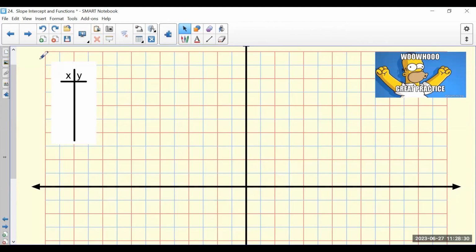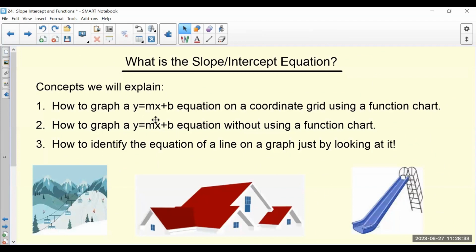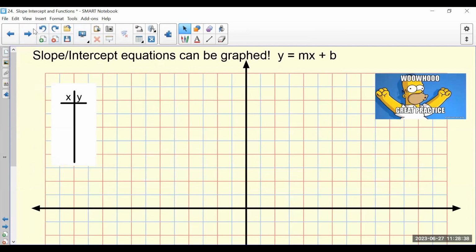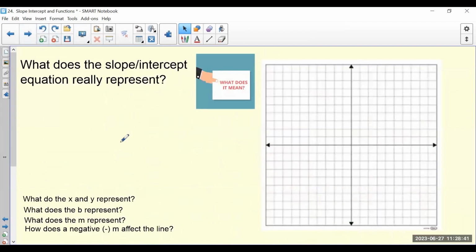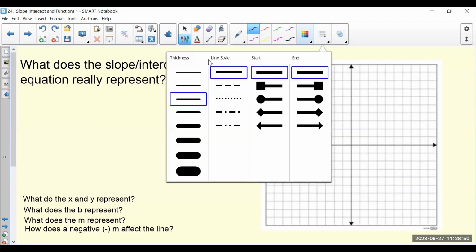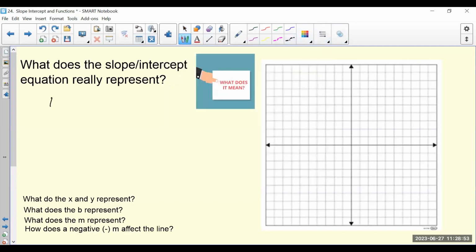Going into the next question, remember what our next question was: how to graph a y equals mx plus b equation without using a function chart. There is a way to do this without a little bit of that work. But in order to do that, you have to know, in the formula y equals mx plus b, what each one of these stands for. Then you can actually graph the equation without doing inputs and outputs. So this is kind of a level up.